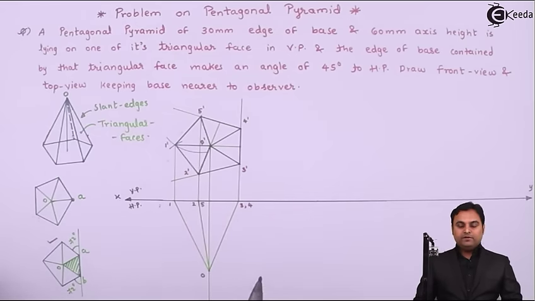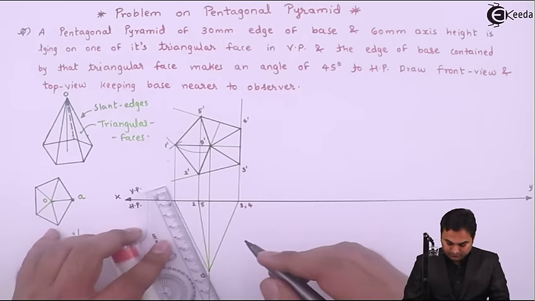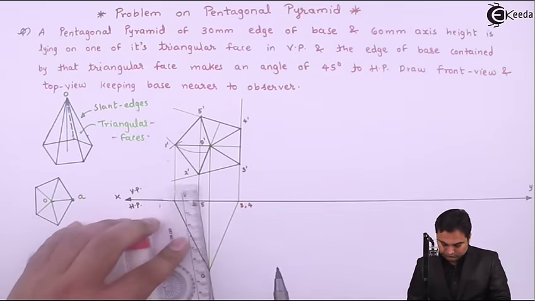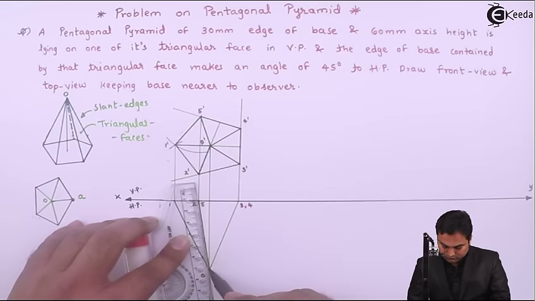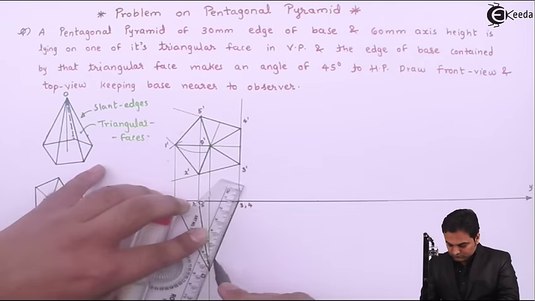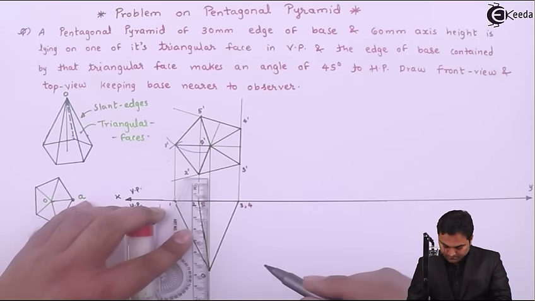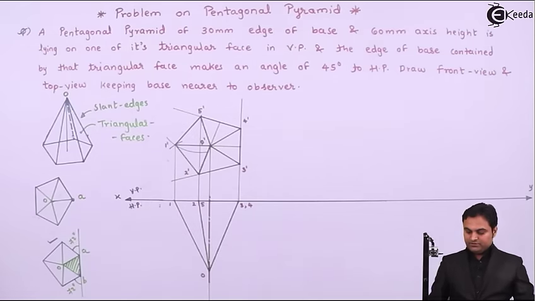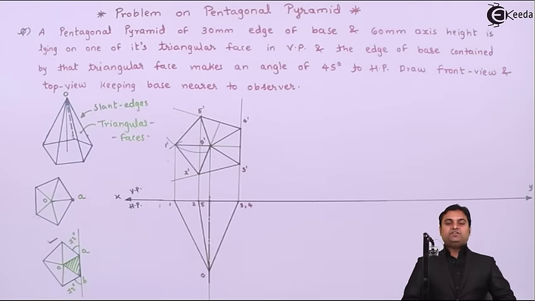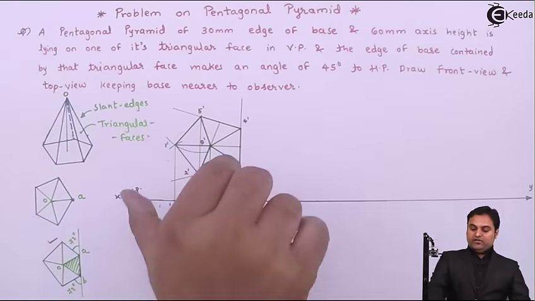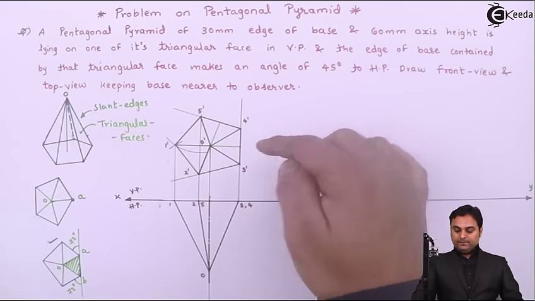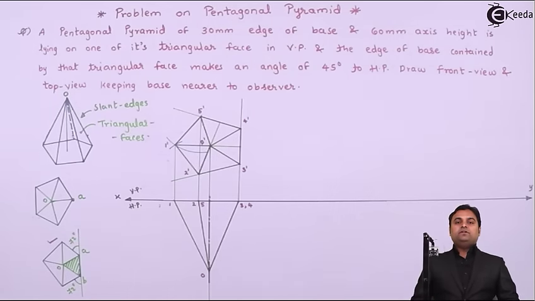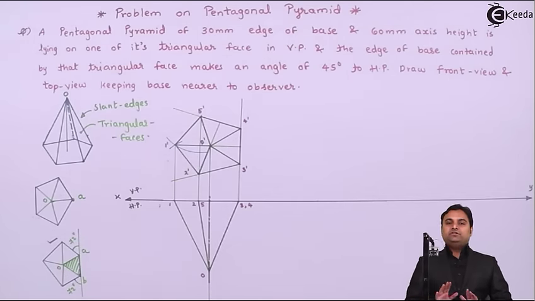So this is the front view of the pyramid, which is in VP. Apex. Now, this is the initial condition of the pentagonal pyramid. If I am going to tilt this pyramid onto the right hand side, the triangular face O dash, 3 dash, 4 dash will lie in VP. It means the pentagonal pyramid is lying on its triangular face.